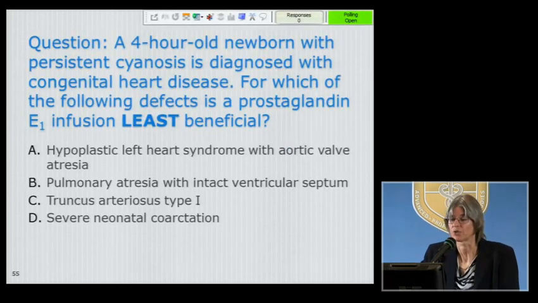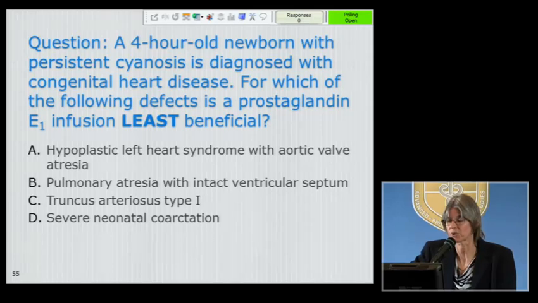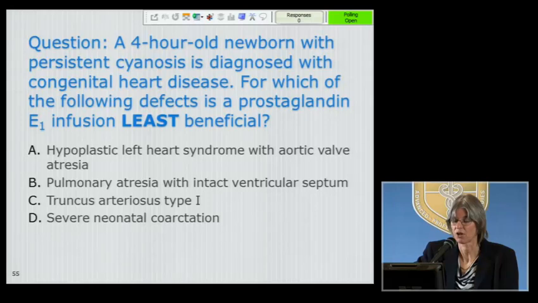Question for you. A 4-hour-old newborn with persistent cyanosis is diagnosed with congenital heart disease. For which of the following defects is a prostaglandin E1 infusion least beneficial? Hypoplastic left heart syndrome with aortic valve atresia, pulmonary atresia with intact ventricular septum, a truncus arteriosus type 1, or a severe neonatal coarctation. So for which of the defects is a prostaglandin infusion least beneficial?